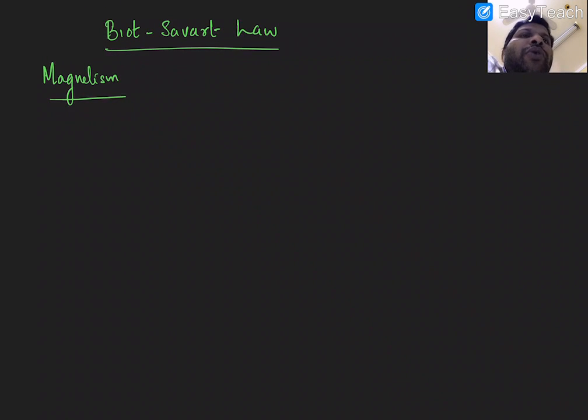Today we will talk about Biot-Savart's law. It is one of the important laws in magnetism. So what does it state? Suppose we assume that there is a current carrying conductor, carrying a current of I amperes, and this is the conductor.